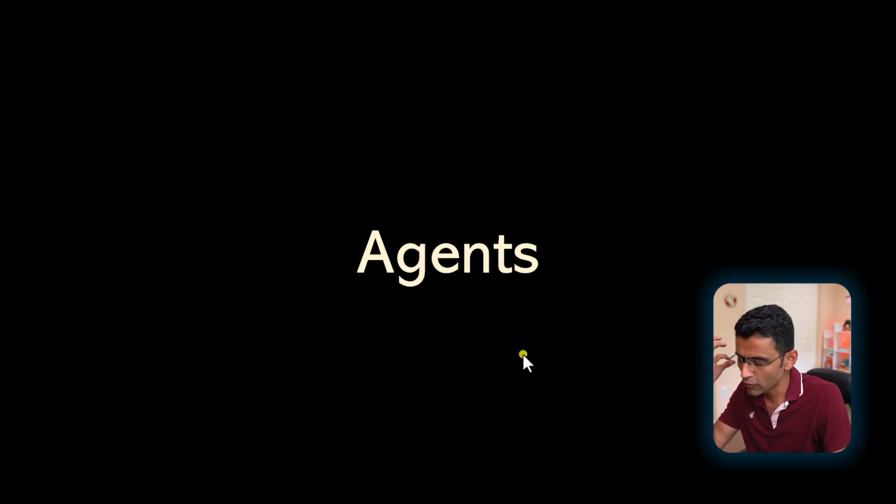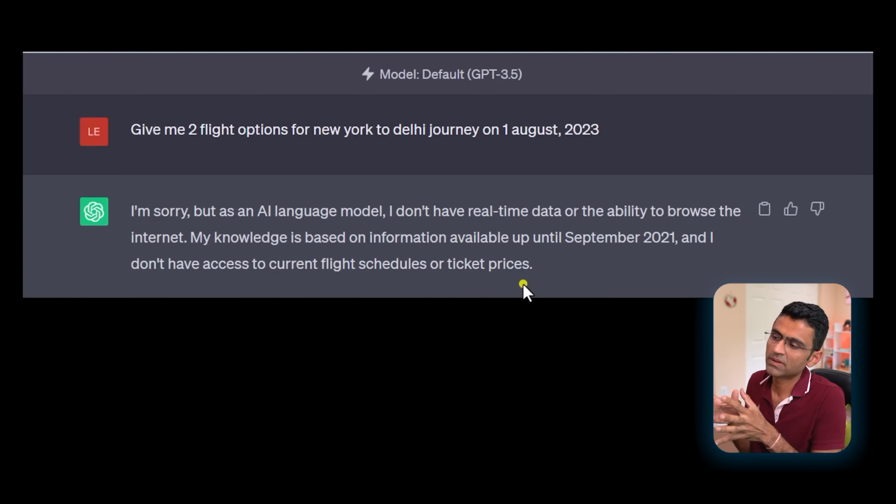Agents is a very powerful concept in Langchain. What happens when you type this in ChatGPT?